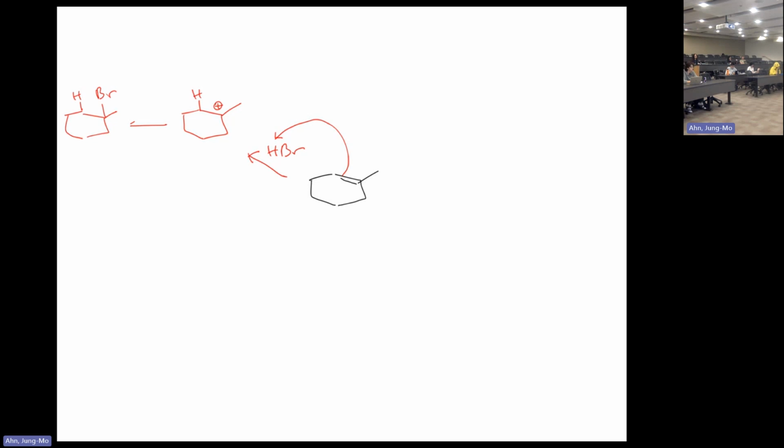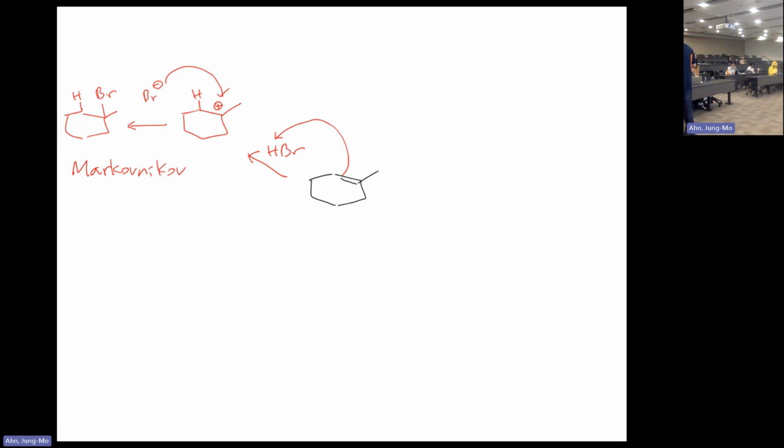And of course, after the carbocation is produced, the nucleophile, which is the bromide, captures the carbocation, and you're going to get HBr added to the double bond. So that's a regular Markovnikov fashion of adding HBr, right? This is what we studied.